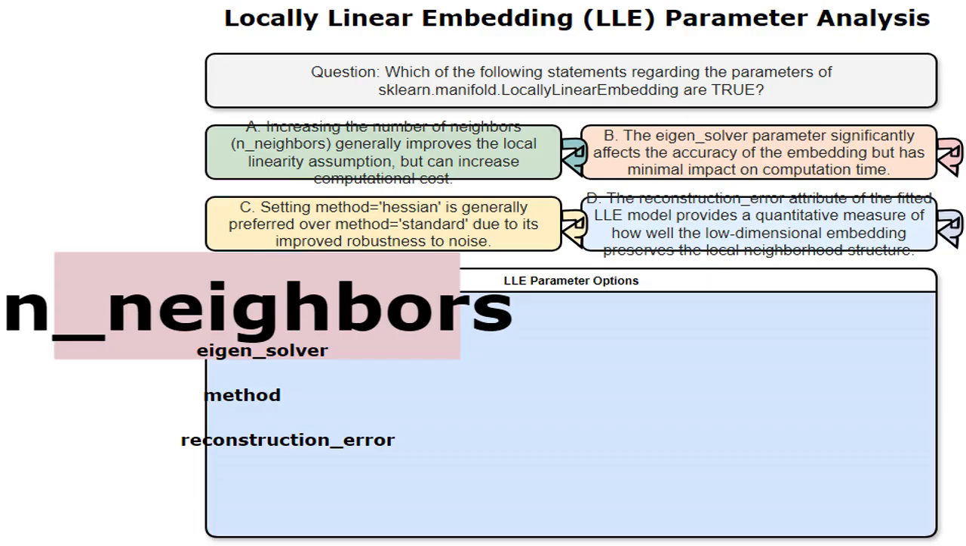This parameter controls how many neighboring data points the algorithm considers when building the local linear approximations. Increasing it generally improves accuracy, because you are using more information. But it also significantly increases the computation time, as more calculations are needed.